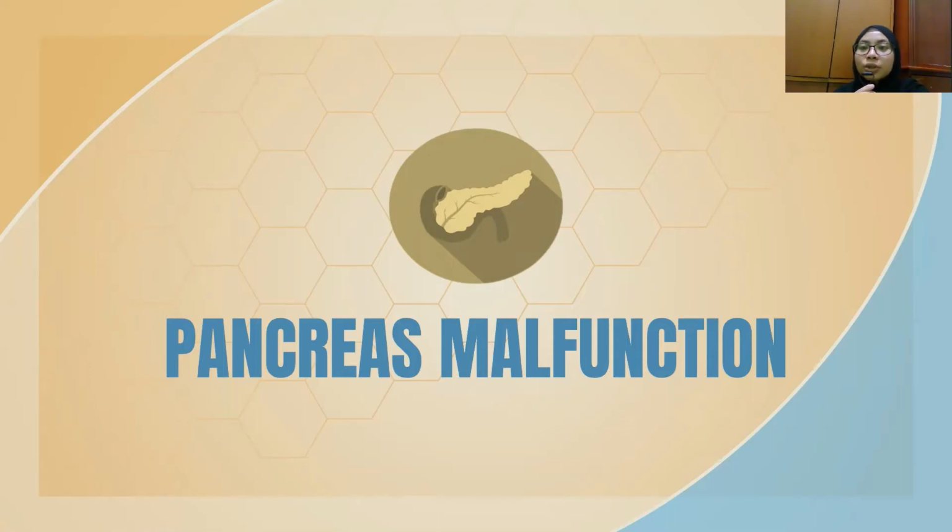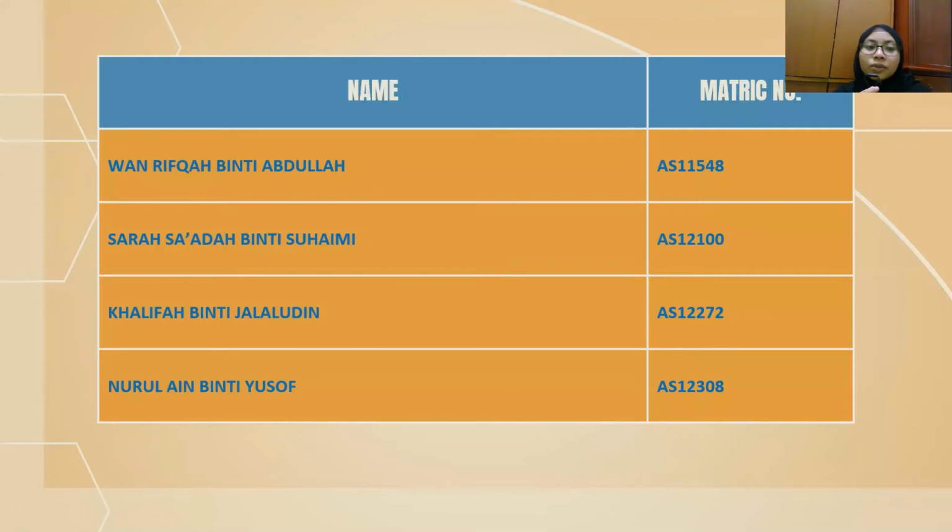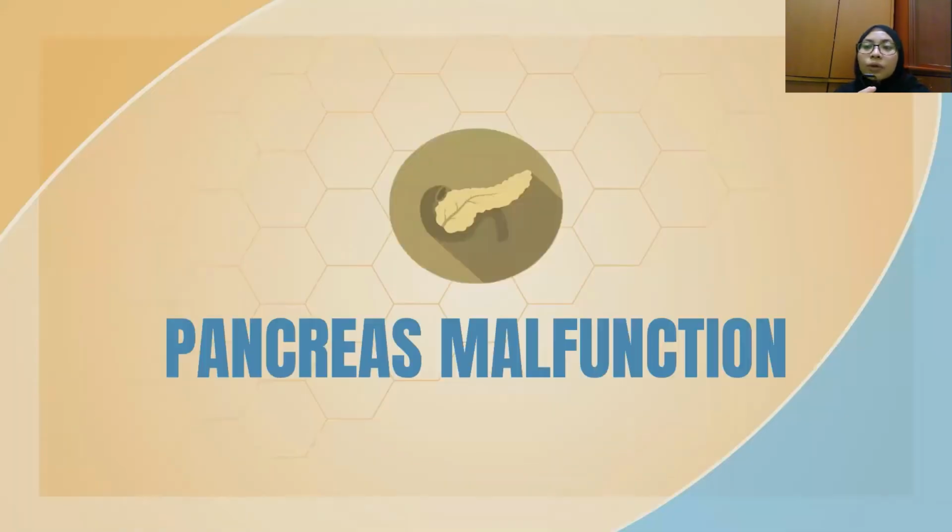My name is Nurul Ain Yusuf. I'm from Group 7 and our group consists of 4 students, which is me, Khalifah, Sarah Saada and Wan Rifqah. Our group's topic is pancreas malfunction.